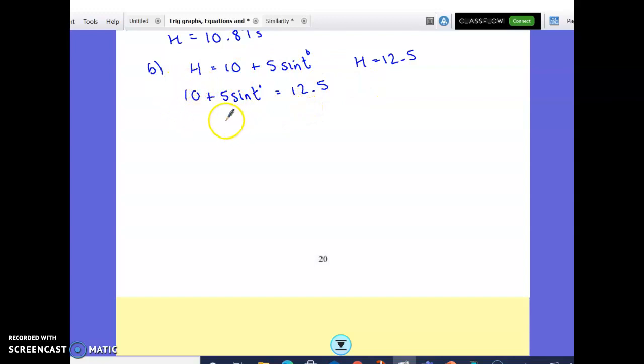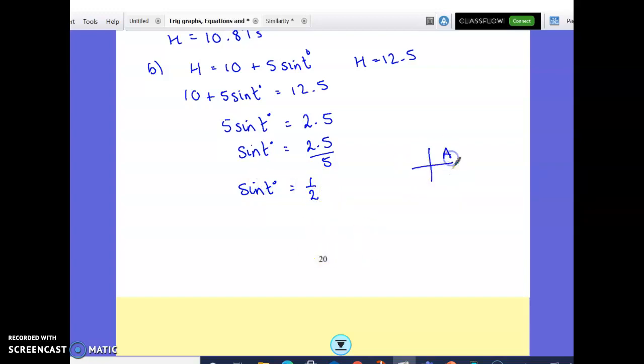So I'll take this 10 over to the other side. It's a positive 10 right now, so I need to take away 10. 12.5 take away 10, it's 2.5. Here I'm timesing by 5, so take it to the other side. I'm dividing by 5. You can just leave that as 2.5 over 5 if you like. I'm going to simplify it down to a half.